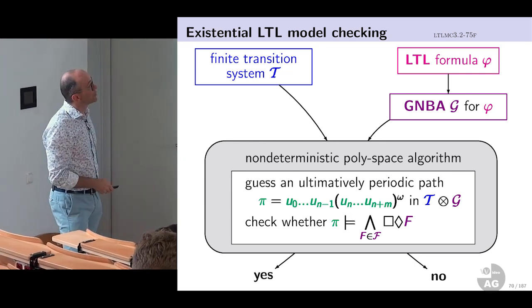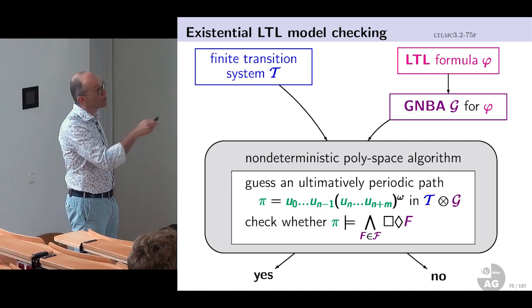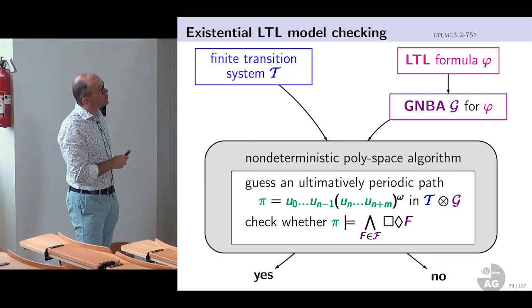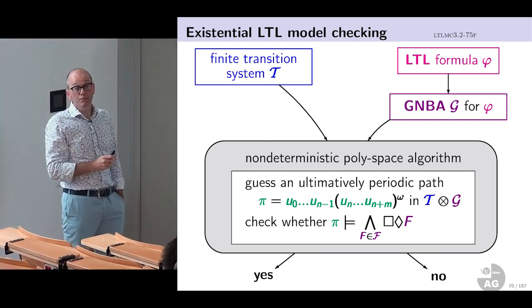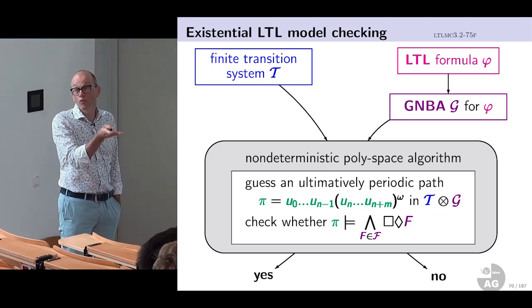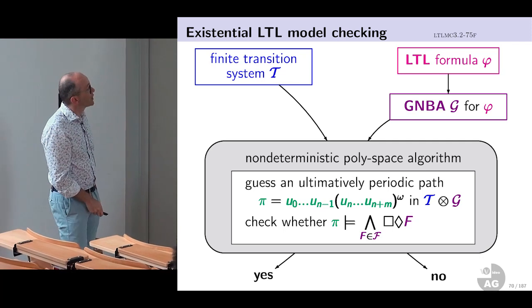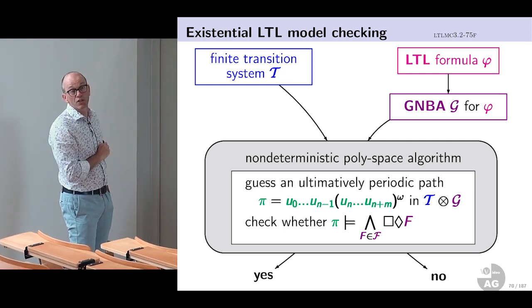Where are we going to do this? We're going to take such a path in the product of the transition system with the Büchi automaton. Good. And then we need to check that this path satisfies the property, right? Because we were interested in finding a path satisfying the property. So we also need to check whether the path that we just guessed satisfies this condition.